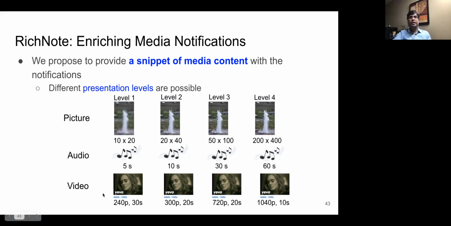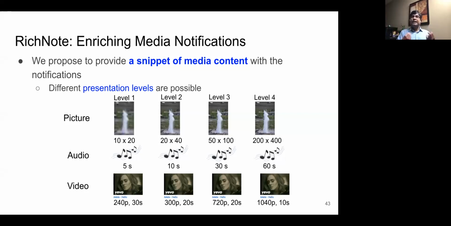I can have a picture that can be just 10 by 20 pixel, can be 20 by 40 pixel, can be 50 by 100 pixel, in different pixel resolution. In different resolution it can have. If it's an audio content, then it can be 5 seconds, it can be 10 seconds, it can be 30 seconds, it can be 60 seconds, and similarly for video.